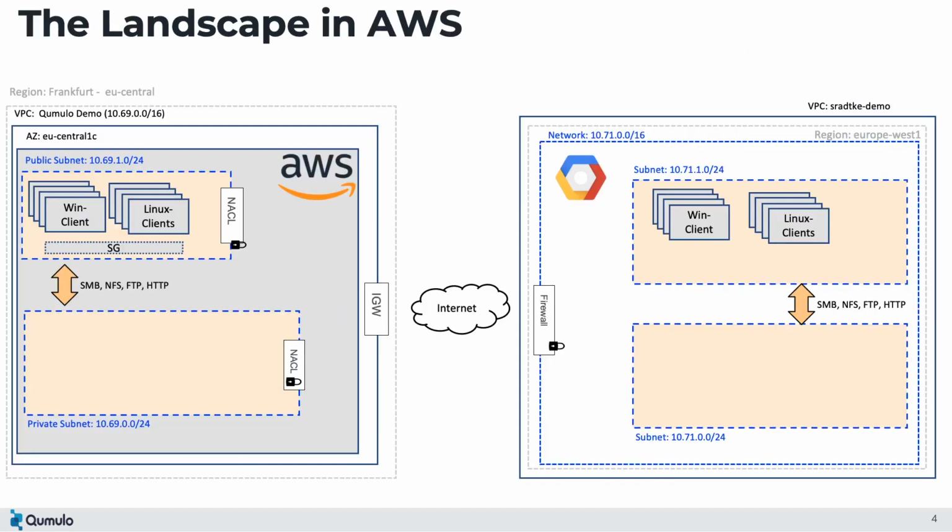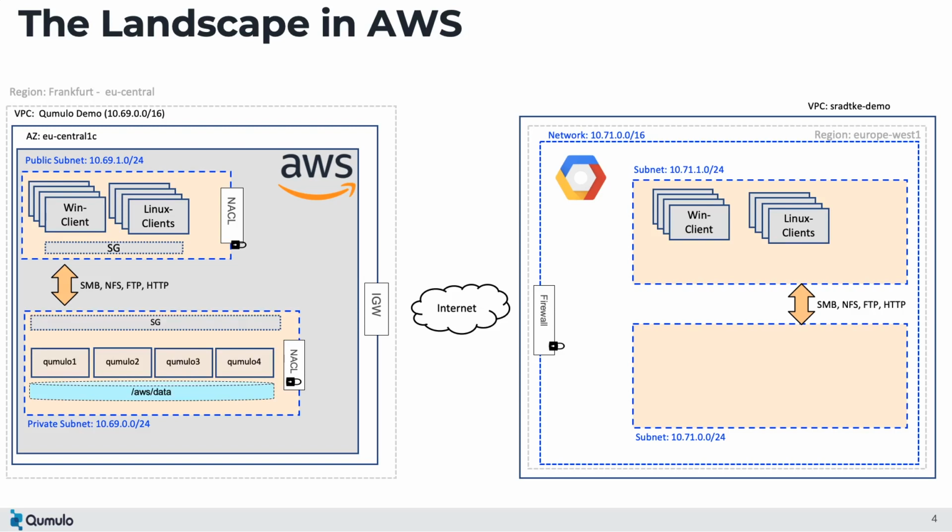Here's a typical landscape in which you would deploy Qumulo clusters. On the left hand side you see the AWS landscape that I have set up, and on the right hand side you see the Google Cloud setup. I have created a separate secure subnet for the Qumulo cluster. This is not a must. You can also configure it in the same subnet in which your clients are located. That depends on your security configuration and requirements.